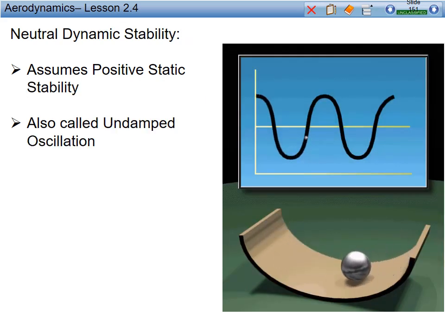Neutral dynamic stability, again, assumes positive static stability with that initial tendency towards equilibrium. However, the oscillation is undamped over time. The object will never return to equilibrium. It will continually, perpetually move through equilibrium and find the same displacement to either side.